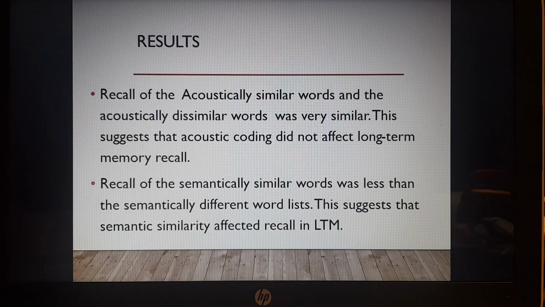However, recall of the semantically similar words, so the words that were obviously similar in terms of meaning, was less than the semantically different words. So, in other words, the recall of the similar meaning words was less than word list condition 4, which had semantically different words. This suggests that semantic similarity did actually affect recall in long-term memory, because participants obviously recalled more words that were semantically different compared to semantically similar.